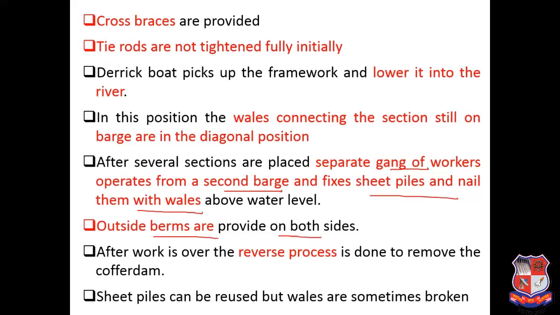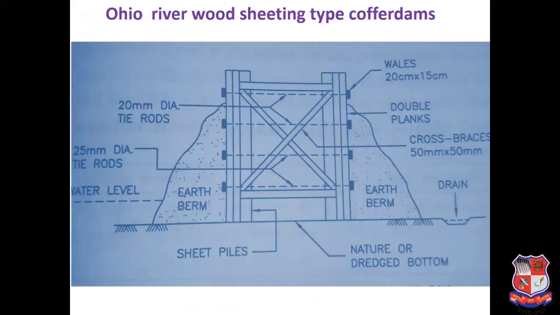So bombs are nothing but the filling material with the earth or certain different material. After the work is over, the reverse process is done. In the reverse process, after completing the whole work, it has to be dismantled, and then sheet piles can be reused, but sometimes these wells may be broken, so they cannot be utilized.